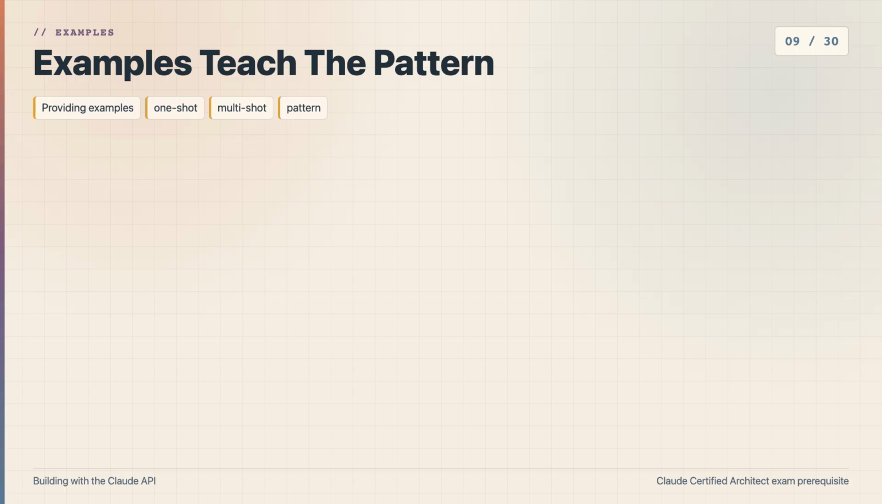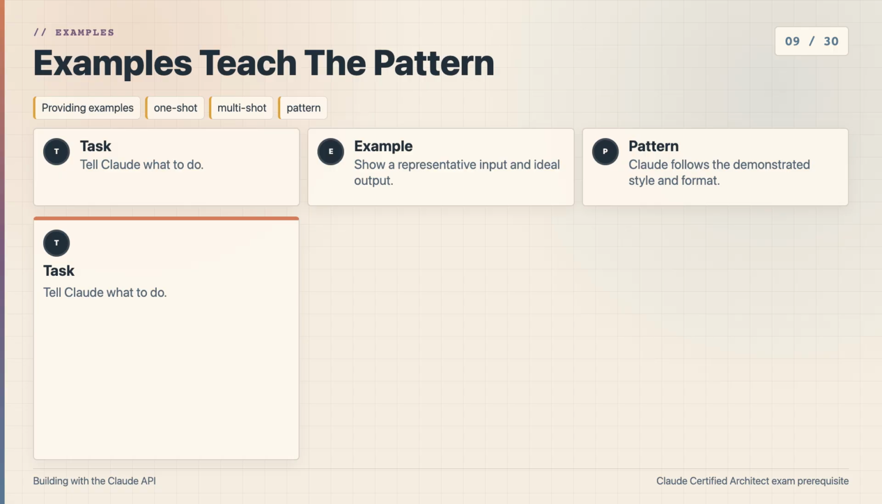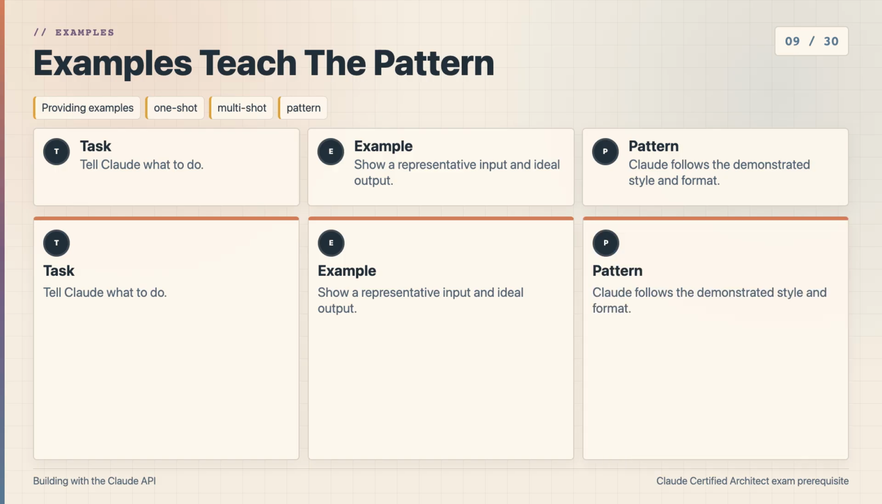Providing examples is one of the most useful prompt engineering techniques you will use. Tags help Claude understand where content belongs. Examples help Claude understand what kind of answer belongs on the other side. A one-shot prompt gives one example. A multi-shot prompt gives several examples. Both techniques work because the example turns an abstract instruction into a concrete pattern Claude can imitate.